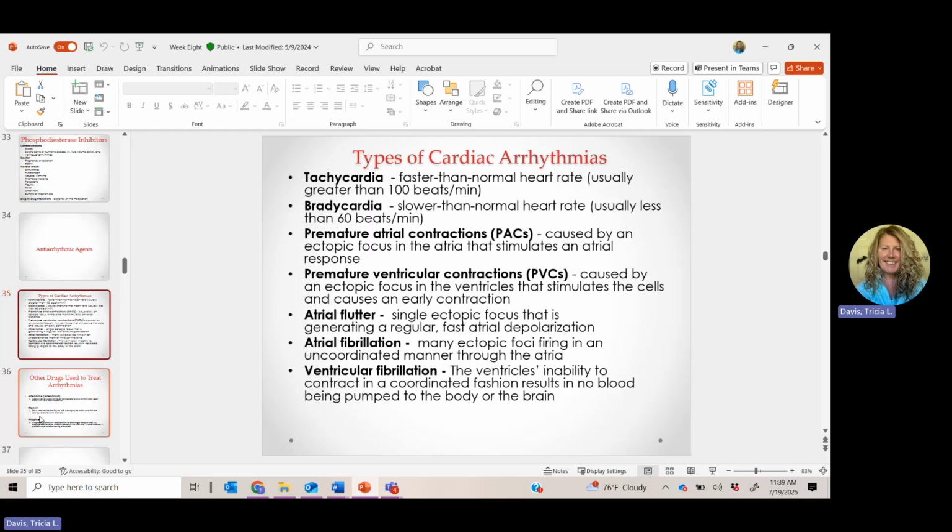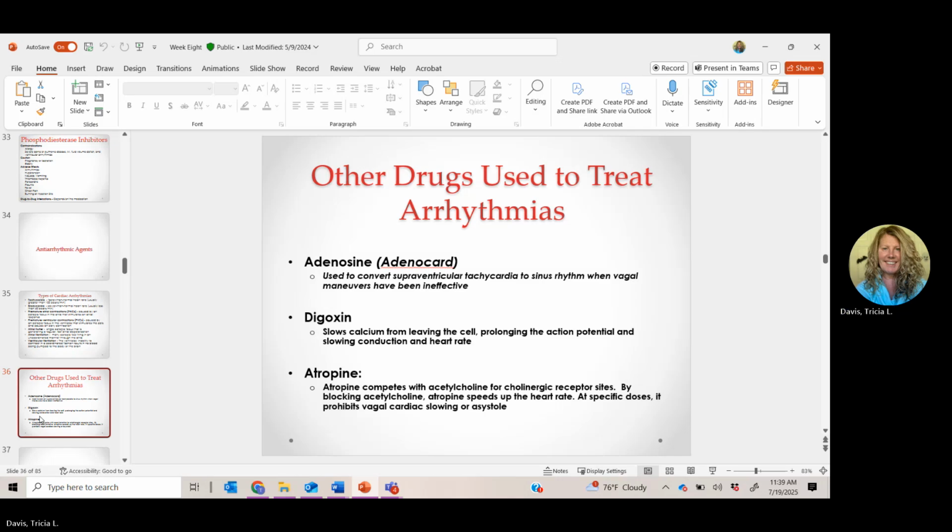V fib, the ventricles are not able to contract in a coordinated manner, which means no blood is being pumped to the body or the brain. So we know that this is a life-threatening arrhythmia. So what do we do to treat different arrhythmias? A couple different things.